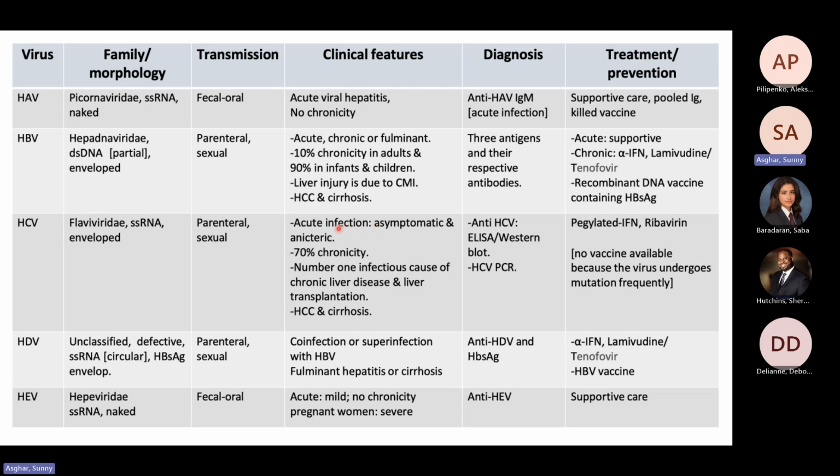Acute infections are usually asymptomatic, right? But there is a 70% chance of leading to chronicity. Because it's asymptomatic, you can have it, but you won't be aware of it, and that's why it can come and go and you won't be aware of it. It's also the number one infectious cause of chronic liver diseases and liver transplantation.